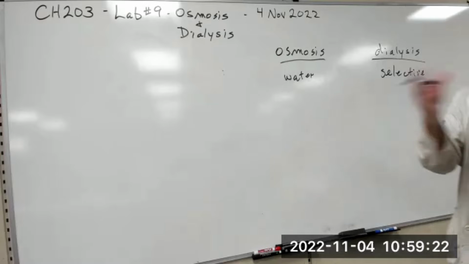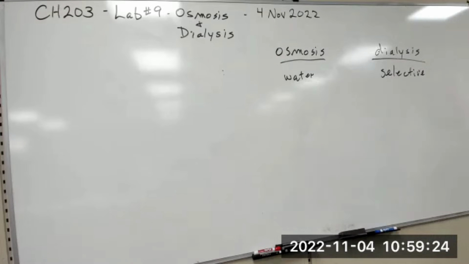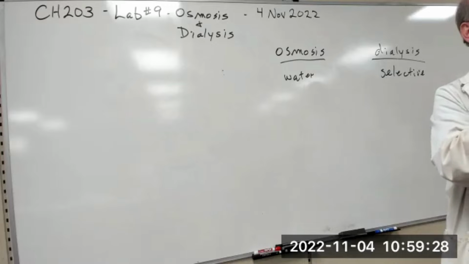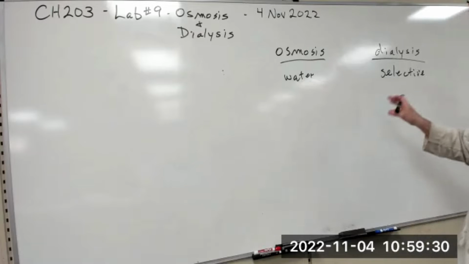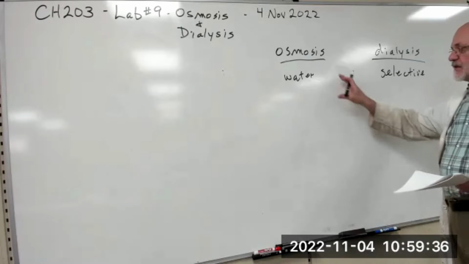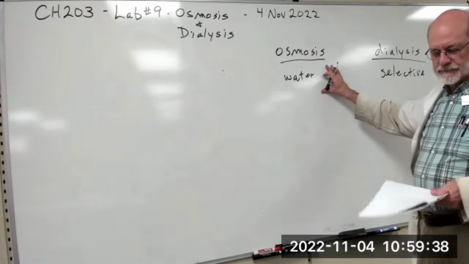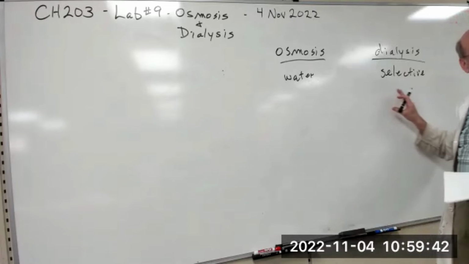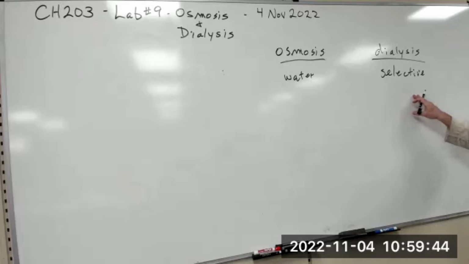And we're going to have two processes here. One, osmosis with the potato cores, and the dialysis actually uses dialysis tubing. So the difference is this is a semi-permeable membrane, and this is a selectively permeable membrane.